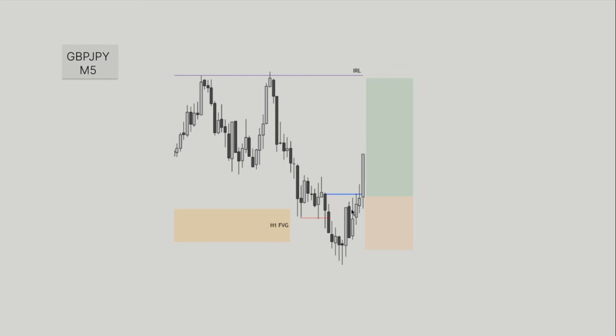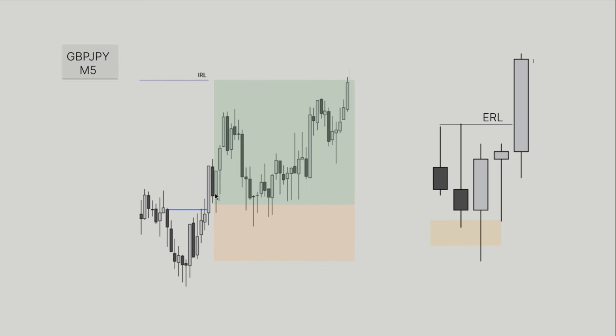After the CSD formed, I placed a limit order at the retest of the down close candles, set my stop loss below the low and targeted the external liquidity above. Price tapped into the setup perfectly and delivered straight to our target, completing a clean 1-hour IRL to ERL move.